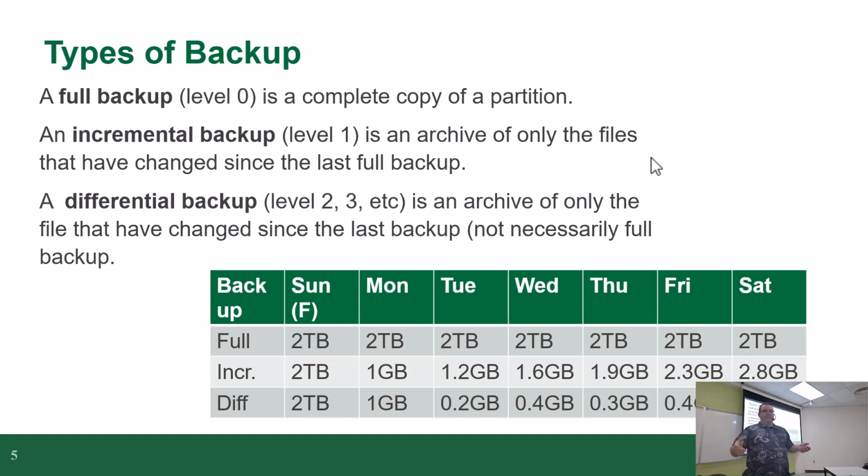So some clever people came up with, hey, let's just do a differential backup. On Sunday, again, 2 terabytes. On Monday, 1 gigabyte of files have changed because that's what has changed. On Tuesday, since only 200 megabytes of files have changed, it only backs up those 200 megabytes. On Wednesday, 300, 400, and 500 megabytes each day. So we're only backing up the things that have changed. It's known as a delta.